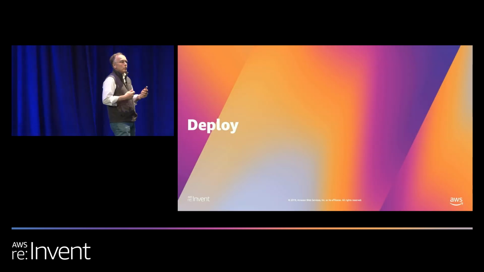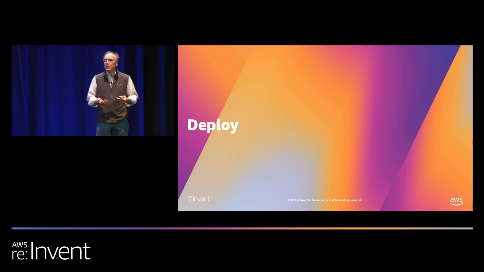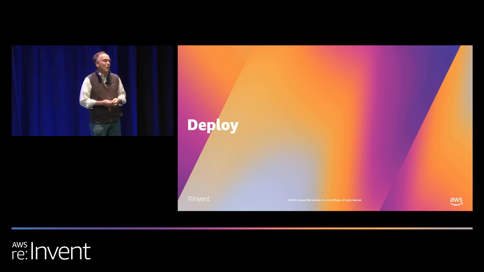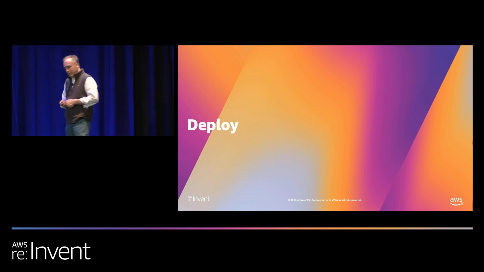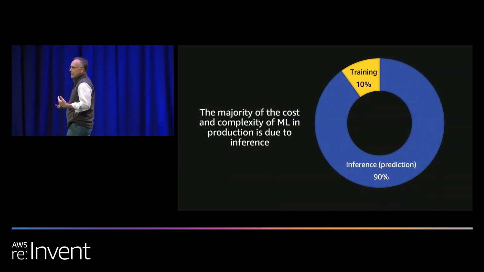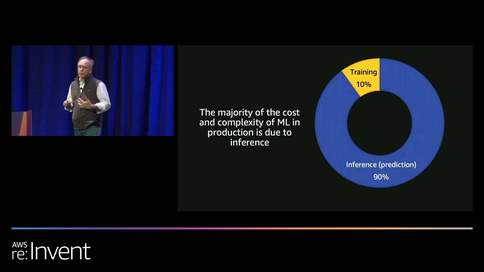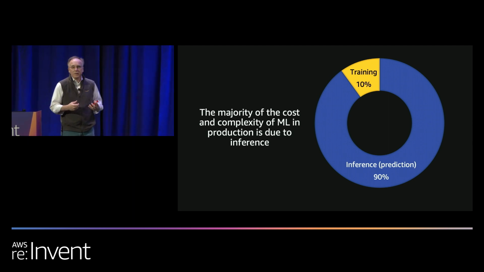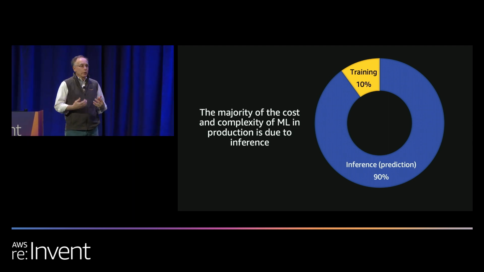Lastly, let's go through deployment. And this is where some even bigger savings can come from when you're using a managed service. And as you saw Andy Jassy say, you've probably seen in various other talks from AWS, the cost of inference really can be a lot bigger than the cost of training.